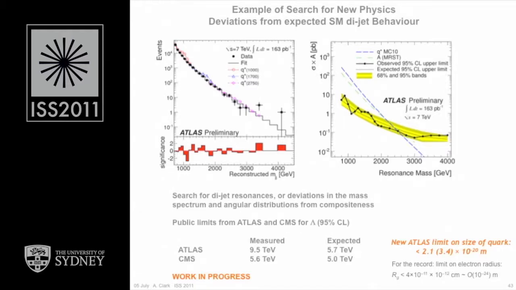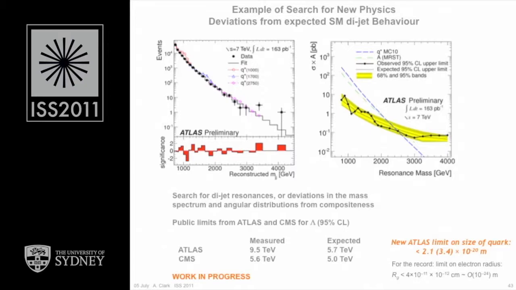In fact, we have a measurement that if there are composite objects, then the composite limit should be more than 9.5 TeV. This places a size on the quark, and I told you yesterday that it was less than 10 to the minus 19. With this new measurement, it places a limit, measured and expected, of a little bit more than 10 to the minus 20 meters. So it's getting very small.